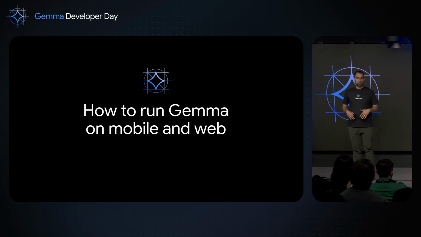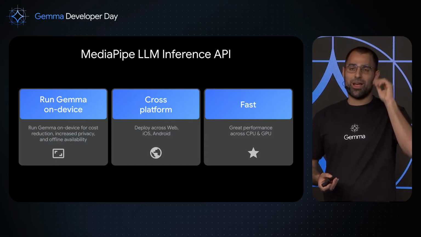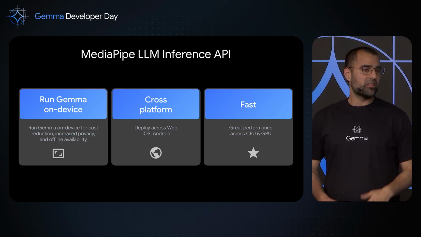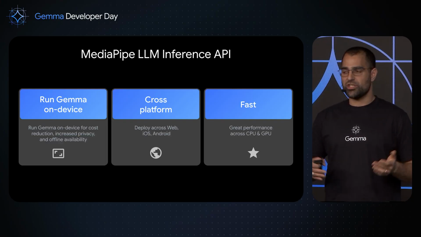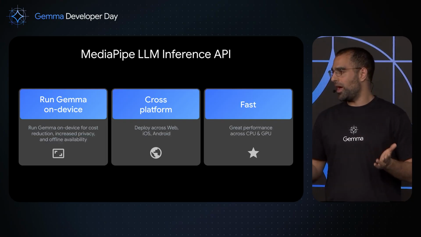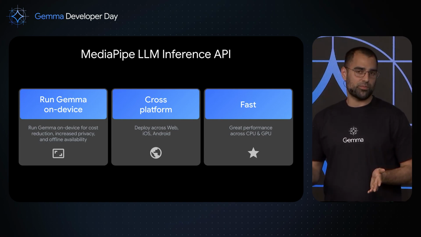All right. Hopefully at this point, you're sold. You understand why you would use AI on devices. You understand how you would. But then your question is, how do I actually put this in my application? Well, we have MediaPipe LM Inference API. This is our really easy API to run Gemma on Android, iOS, and web. So you have full cross-platform support.